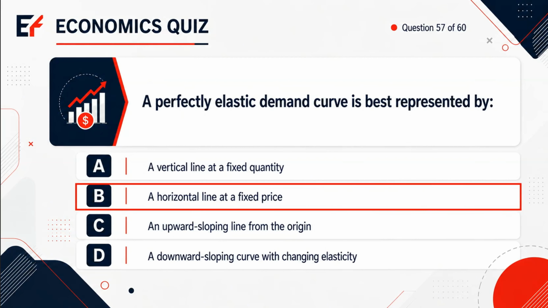Let's picture the curve clearly. Perfectly elastic demand means consumers are willing to buy any quantity at one exact price, but they buy nothing if the price rises above that level. That is shown by a horizontal demand curve at a fixed price. Option B is correct because the price stays constant while quantity can vary widely. Option A describes perfectly inelastic demand, where quantity stays fixed regardless of price. Option C does not represent normal demand behavior. Option D describes a regular downward sloping demand curve, not perfectly elastic demand. The key idea is that perfectly elastic demand is horizontal because buyers respond completely to even a tiny price increase.